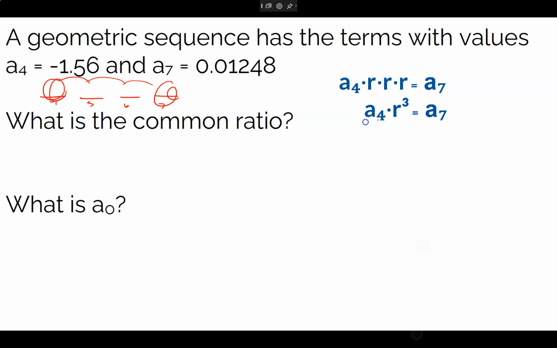All right, we have A4 and A7. A4 is negative 1.56. A7 is 0.01248. So I'm putting my terms into my equation, so that way all I'm missing is the R. We're trying to find my ratio here.